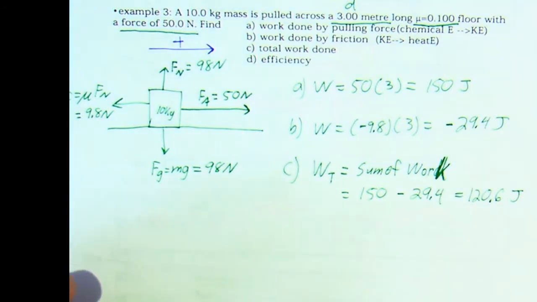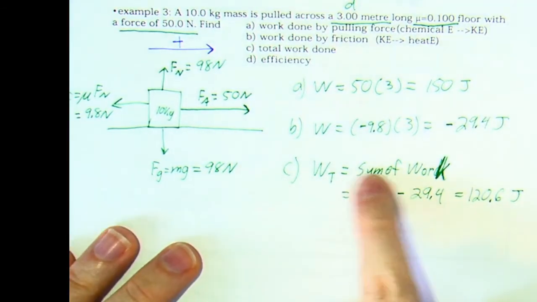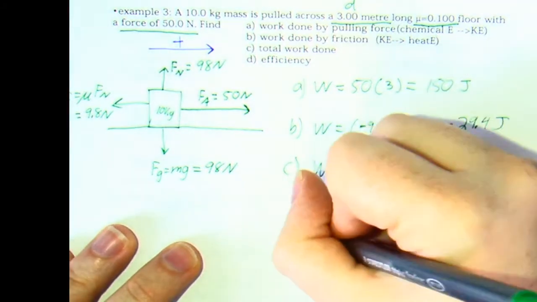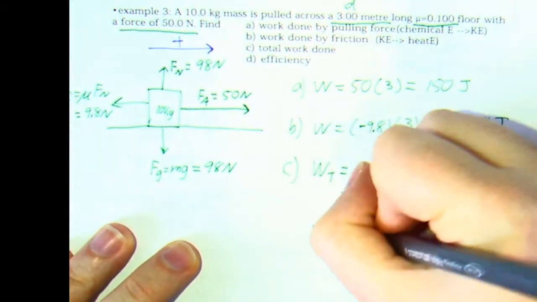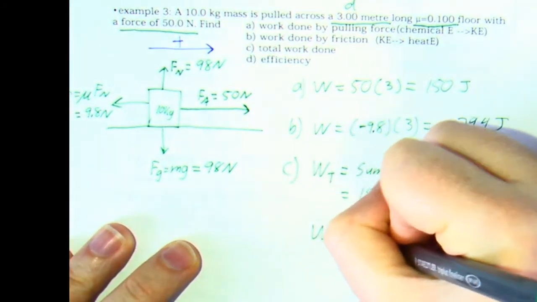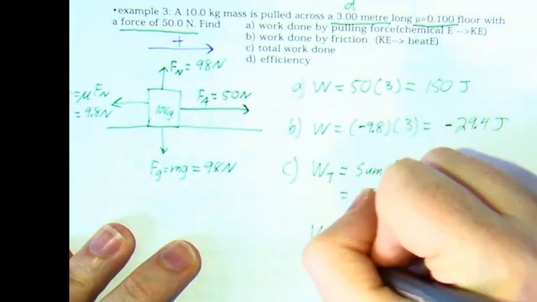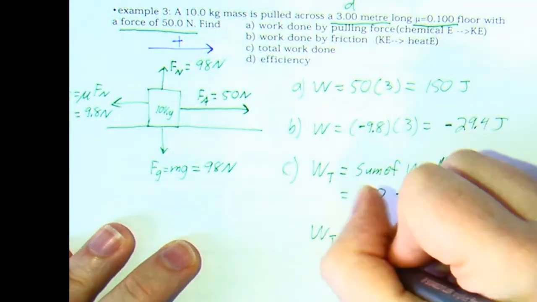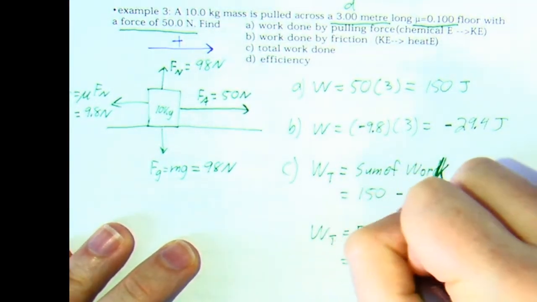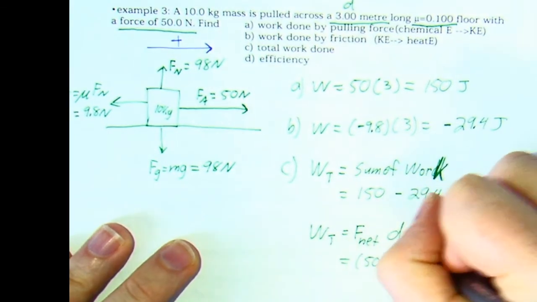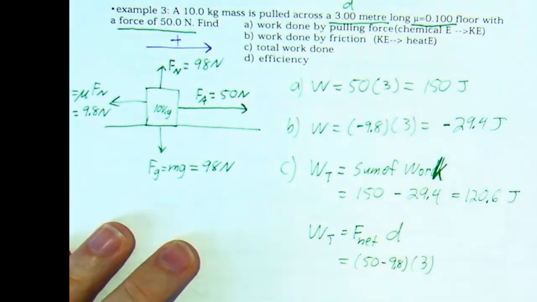Or another way we can think of it is because work total is equal to the sum of the work, we could look at it this way too. Work total is equal to F net times D. And what we could have done if we'd wanted to is to say, okay, well, my F net is 50 minus 9.8 times 3. And we would have gotten the same result there.